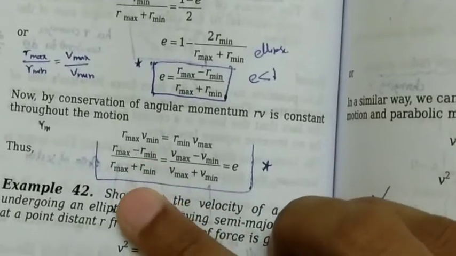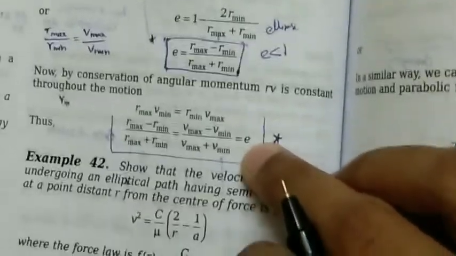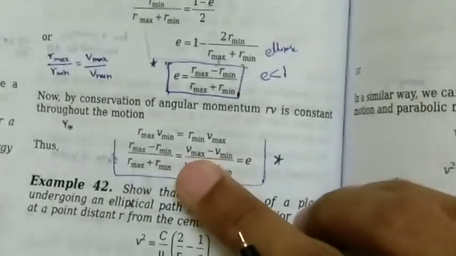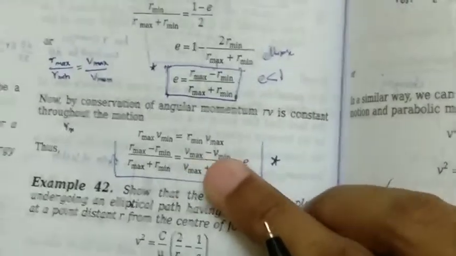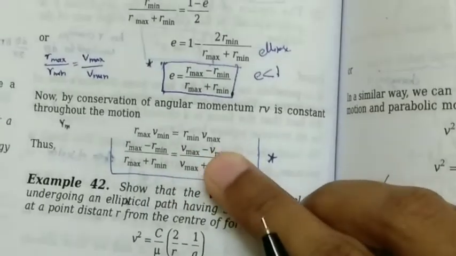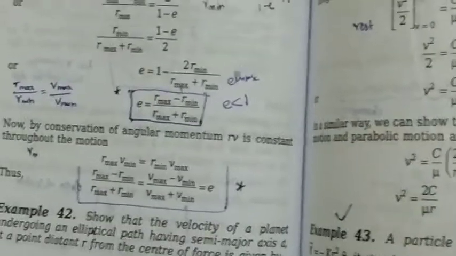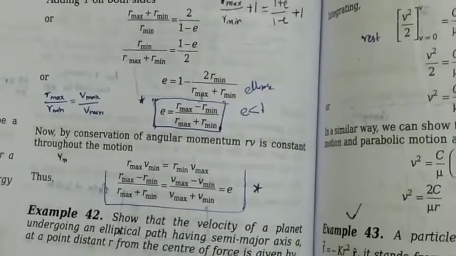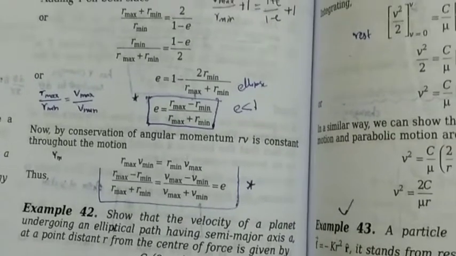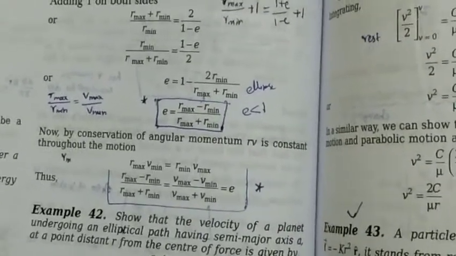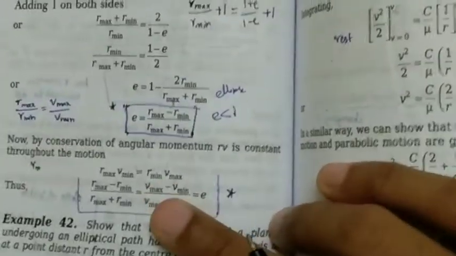So R max minus R min by R max plus R min. The more the difference between R min and R max, the more eccentric the orbit would be. In the same way, the more the difference between V max and V min. If the planet is very far away, it would have a very minimum velocity. If it is very near, it would have a very maximum velocity. So the size of the orbit and its variation from the circular orbit decide the eccentricity. The more eccentric it is, the more the difference between V max and V min.